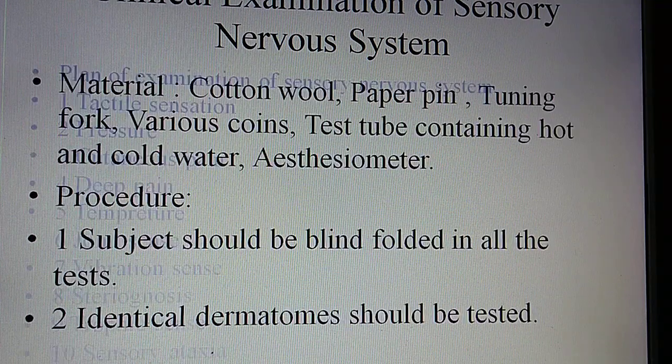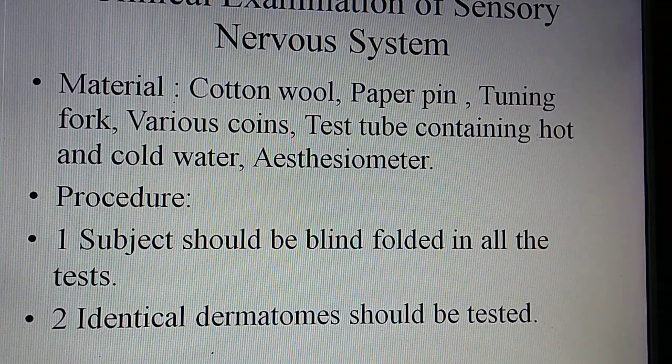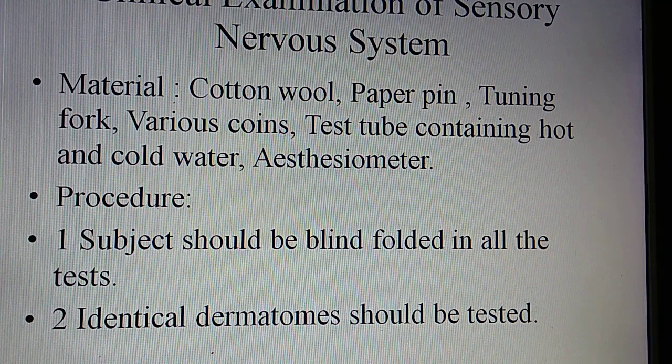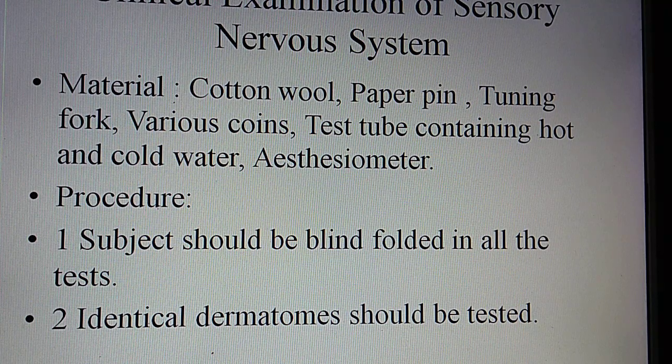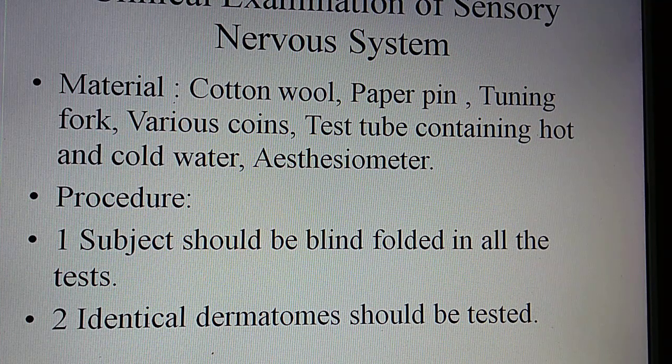Now we'll see one by one. To check the sensory nervous system, you require some material like cotton wool, paper pin, tuning fork, various coins, test tubes containing hot and cold water, and an aesthesiometer. Now the procedure. The subject should be blindfolded in all the tests, so the subject does not know the details about what we are going to check.